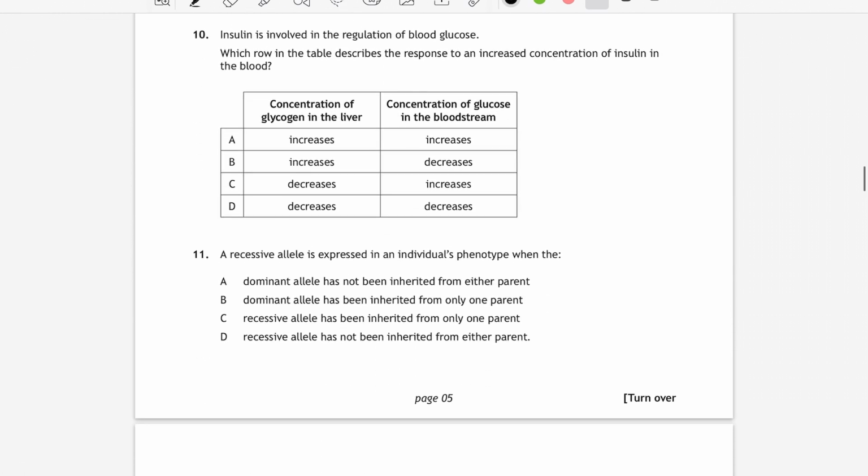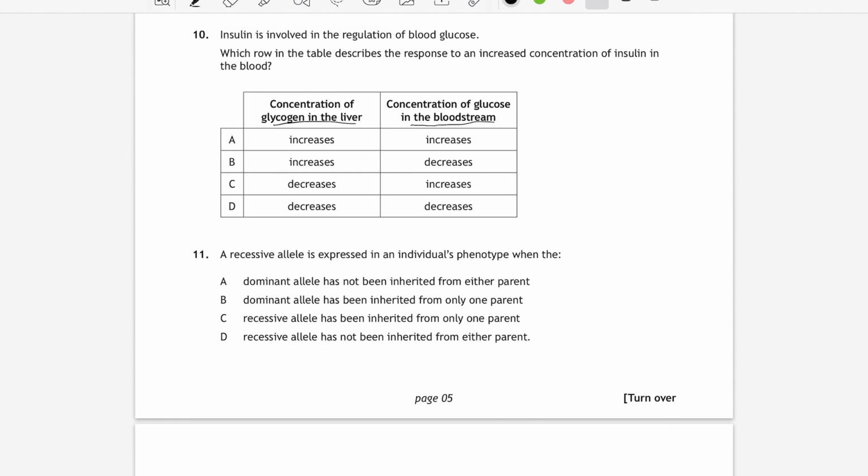Number 10. Insulin is involved in the regulation of blood glucose. Which row in the table describes the response to an increased concentration of insulin in the blood? Okay, so you've got A, B, C, or D, and you've got concentration of glycogen in the liver and concentration of glucose in the bloodstream. Again, pause the video, have a go.